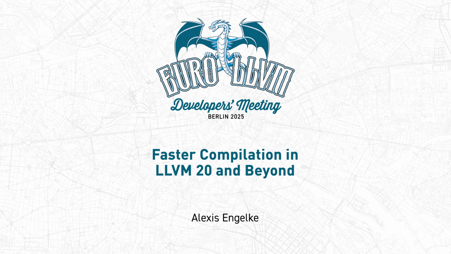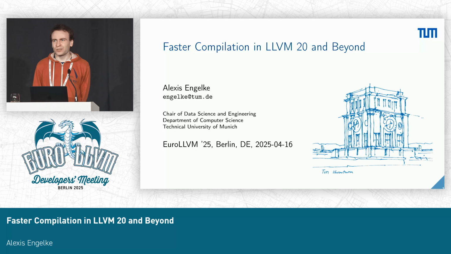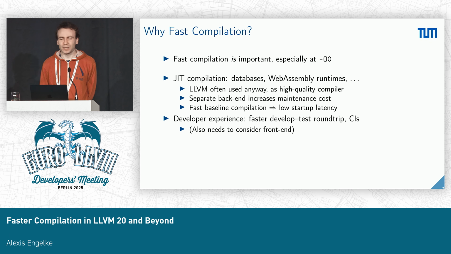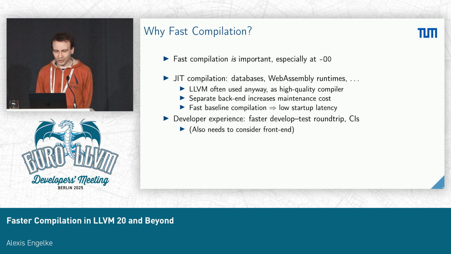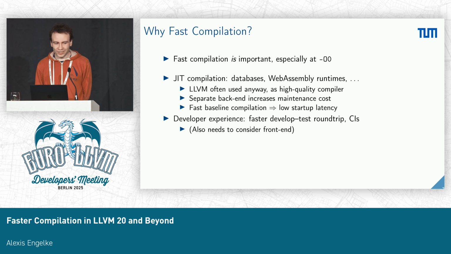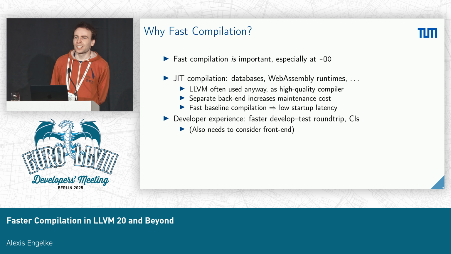Welcome everyone. So first of all, let's talk about why we should actually care about fast compilation. There are mainly two user groups who care about fast compilation, especially at the level of O0. The first group of users are JIT compilers. For example, databases, there are some databases that use LLVM, or also some WebAssembly runtimes. And they use LLVM because LLVM is one of the best optimizing compiler frameworks that we have.